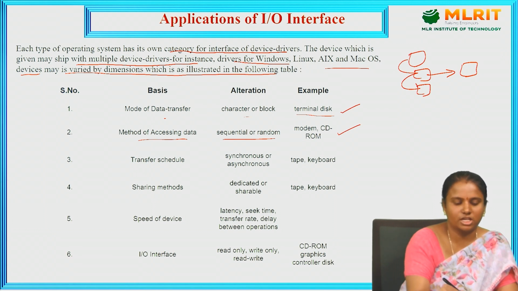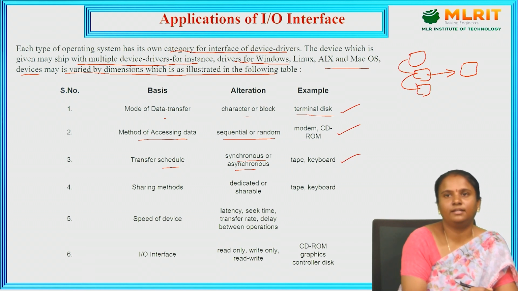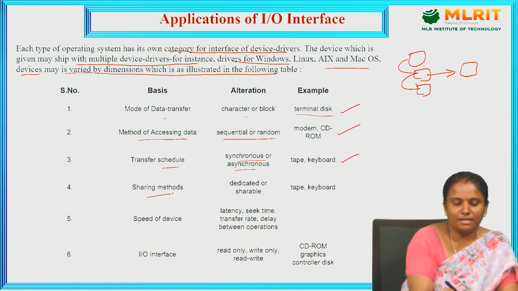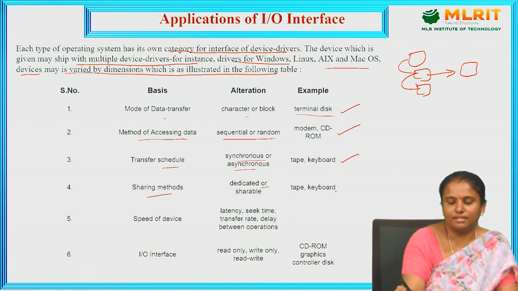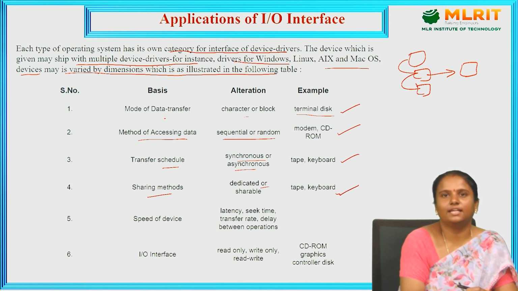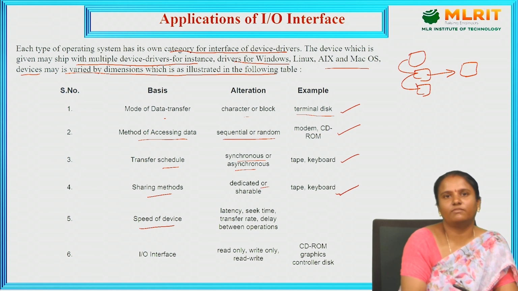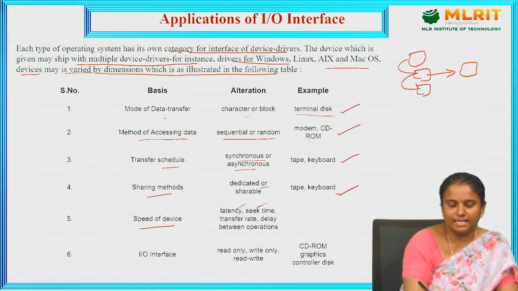Next, the transfer schedule. Either it is synchronous or asynchronous. Example is tape or keyboard. Sharing methods: dedicated or shareable. Example is tape and keyboard. Speed of device. So what is the speed of the device? Latency, seek time, transfer rate, delay between operations.